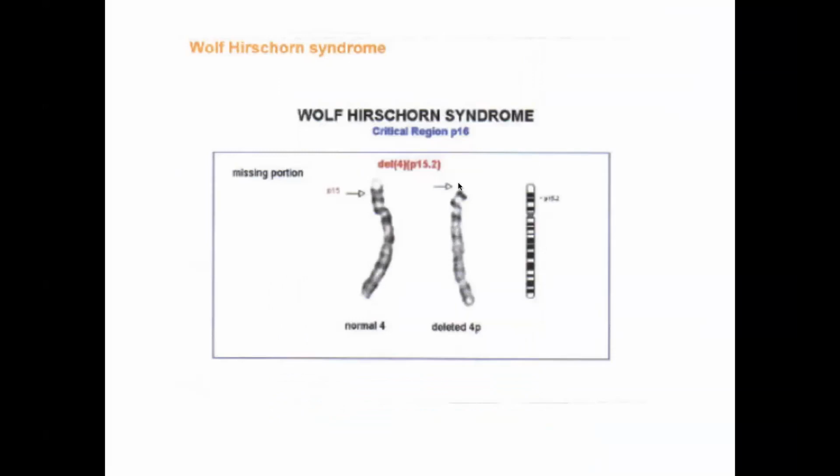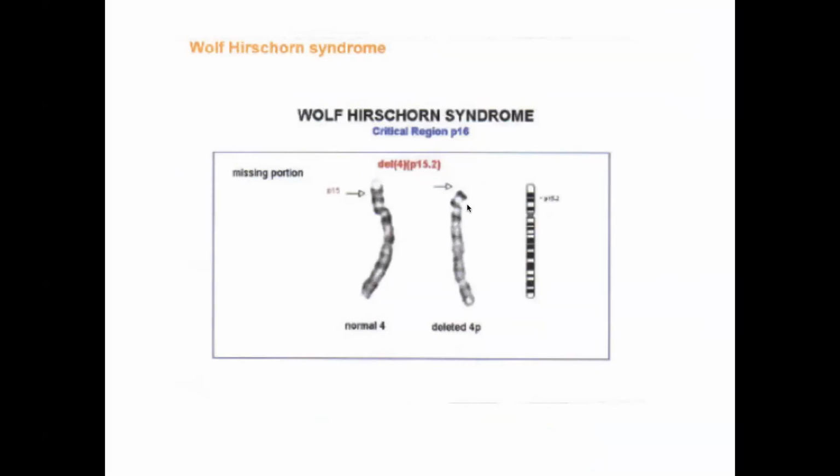So here's what the deleted version of the chromosome looks like. Here's the normal human chromosome 4 on the left. Here's the centromere right here. So this is the short arm. This is the long arm, the Q arm. There's the tip of the short arm, and you see it's missing over here. So this is the deleted version of human chromosome 4 that gives rise to Wolff-Hirschhorn syndrome.